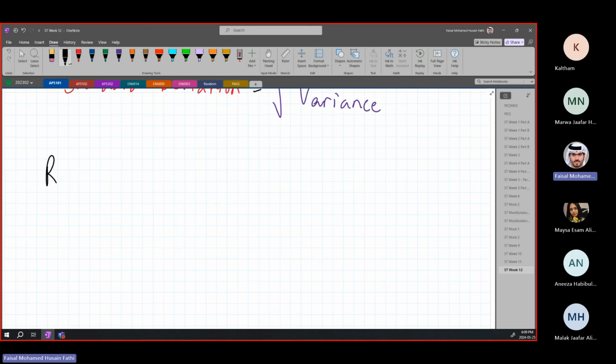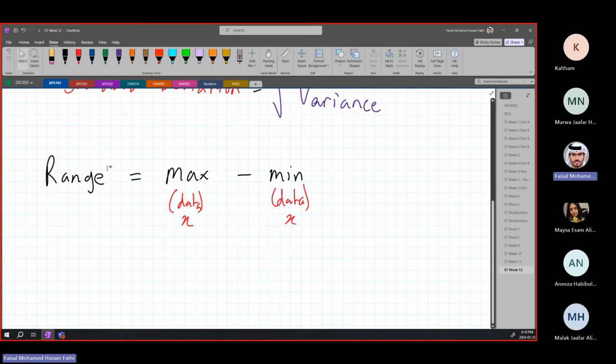So first thing, I'm pretty sure you all already know this. There is the range, which is equal to the maximum value minus the minimum value of data. All right. So this is the maximum value of data minus the minimum value of data. Not the frequency, the data. So our X value basically. This is what our range is.